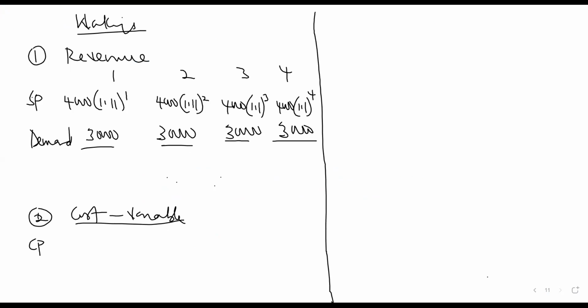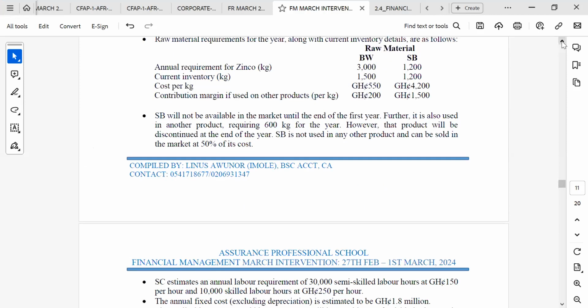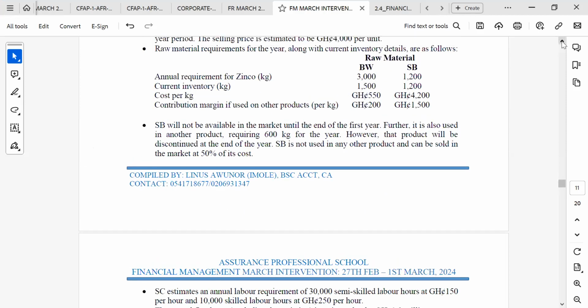All right. So let's look at the cost now. Okay. Let's look at the cost. So the cost, we calculate it for each of the material one by one. Okay. What is the material cost? What is the material cost for BW?